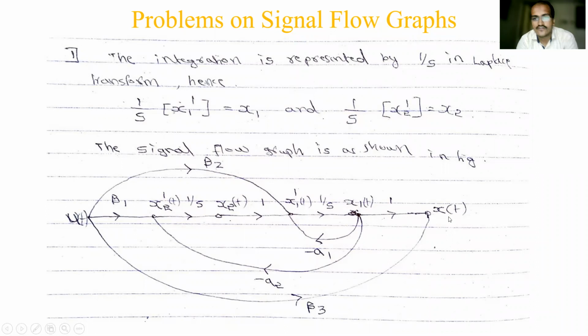So x of t is your output here, and we'll tell you how to write that. And this is u of t. So what is your first equation now based on this?